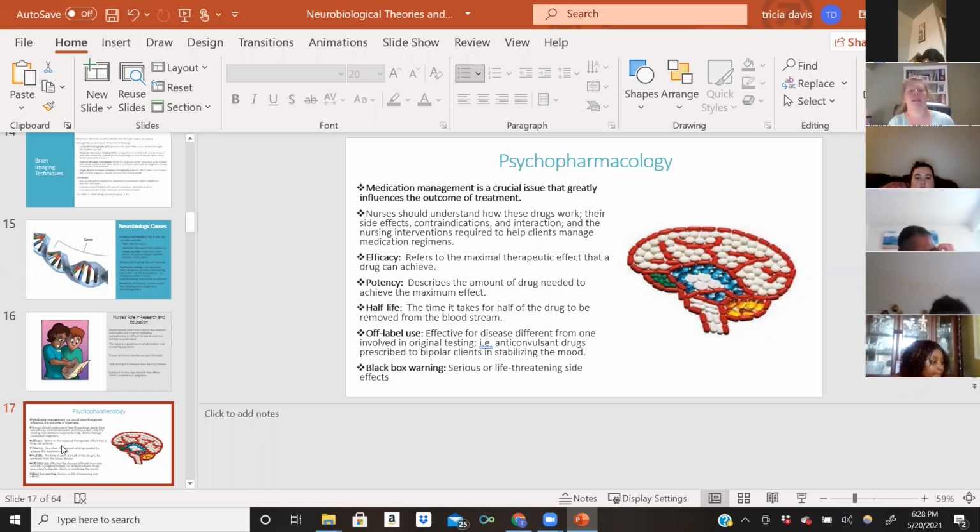So there's a lot of issues that come along with psychopharmacology. So as nurses, we need to understand how they work. We need to understand what those expected side effects are, any contraindications, and interactions. When we educate our patients about their medication, we want them to know ahead of time what the side effects are.